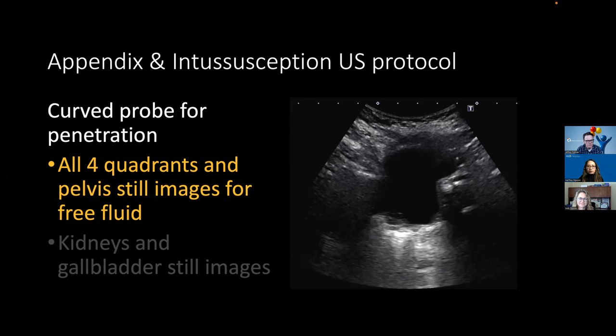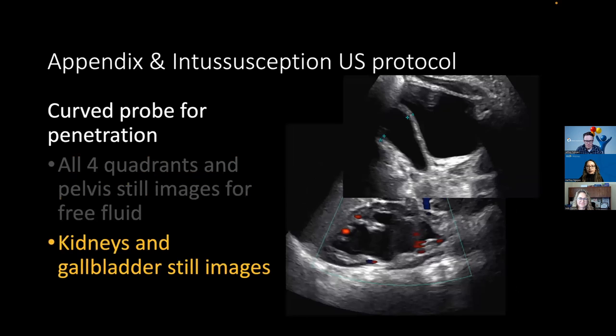So in general, what we do is look at all four quadrants. Usually that's with a curve probe, just for improved penetration. And you just want to look to see if there's any free fluid, or any complex fluid collections to suggest abscess formation or some kind of perforation. And then the other thing we also look for is to screen the kidneys and the gallbladder. In older kids, do they have any cholelithiasis? And in younger kids, maybe there's hydronephrosis that was not picked up.